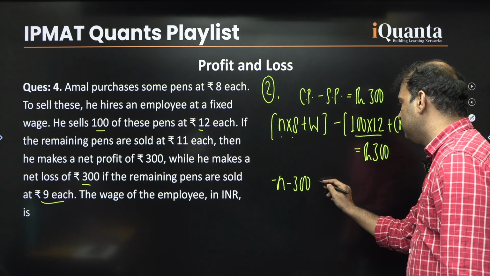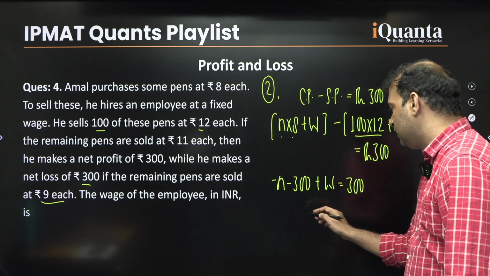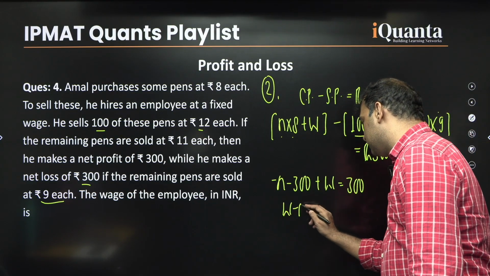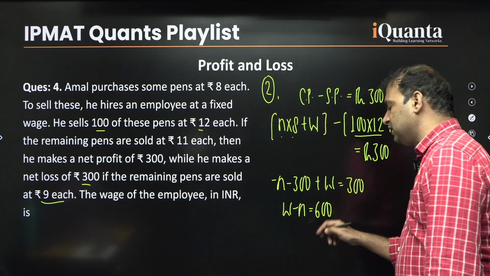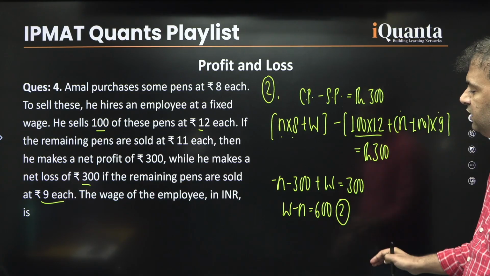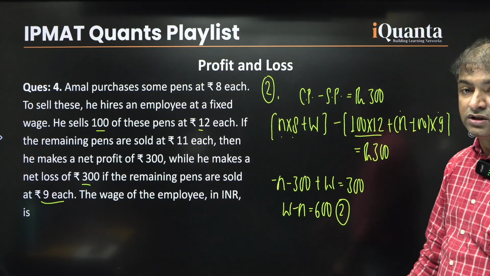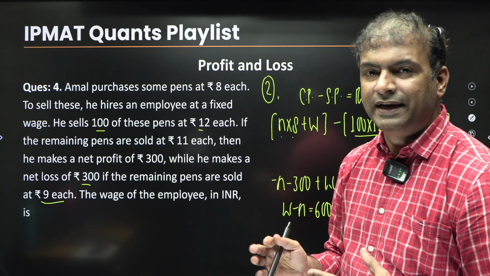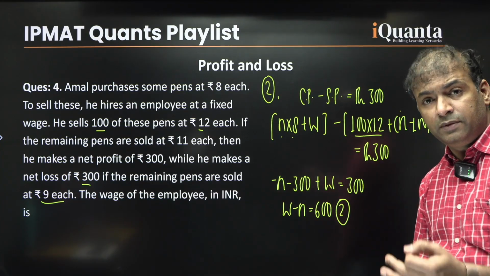This is plus W, and the right hand side is 300. So finally, W minus n should be 300 plus 300, which means 600. This will be our second equation. All right, so finally we got two equations, and both are with respect to W and n. Two equations, two variables, so obviously we can find both the variables easily.